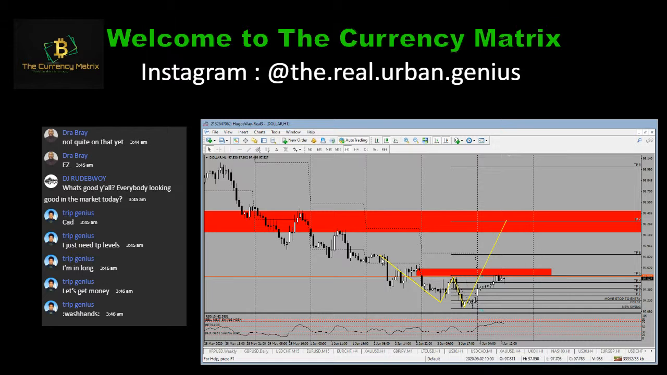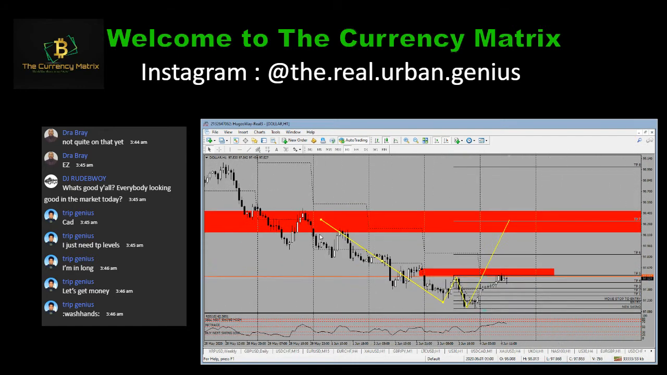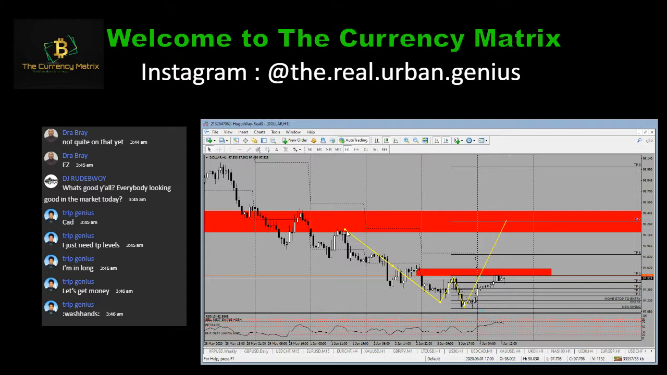Again, here's another harmonic opportunity. Harmonic is nothing but a sequence. The harmonics are sequences of the Fibonacci ratio. X to A to B, B to C, C to D. It's a 5-point pattern.